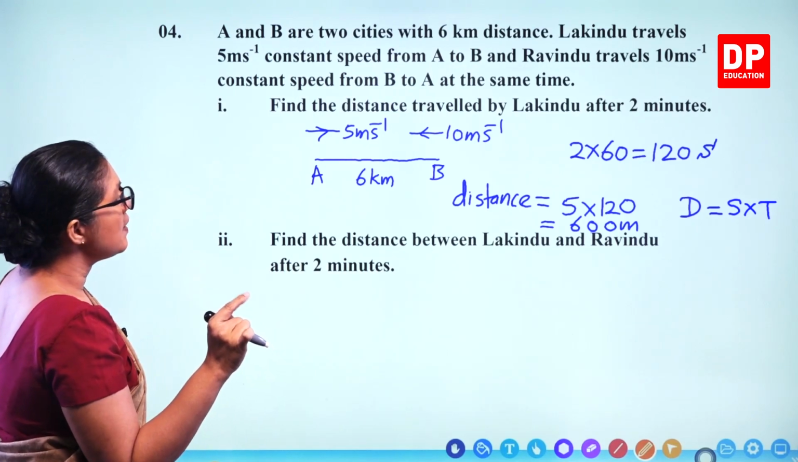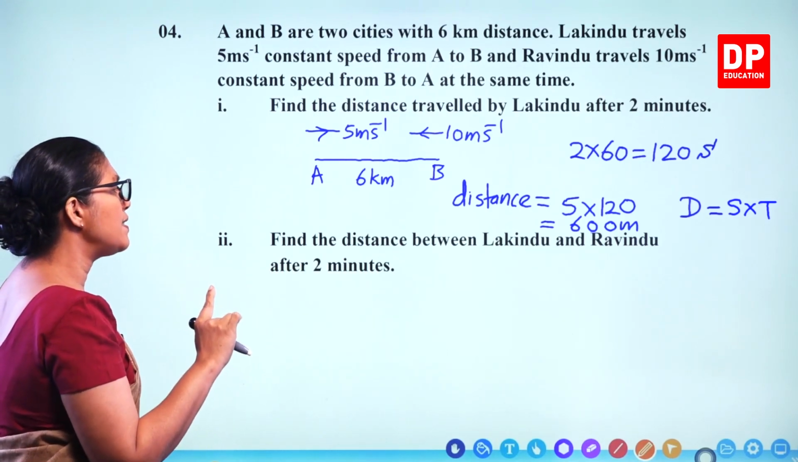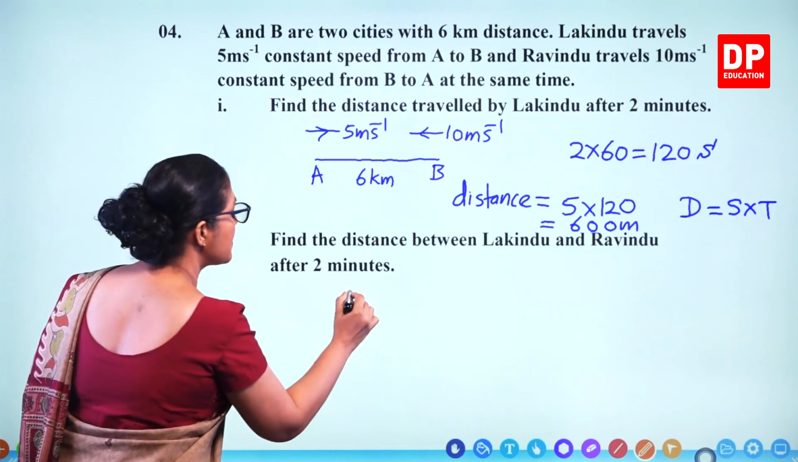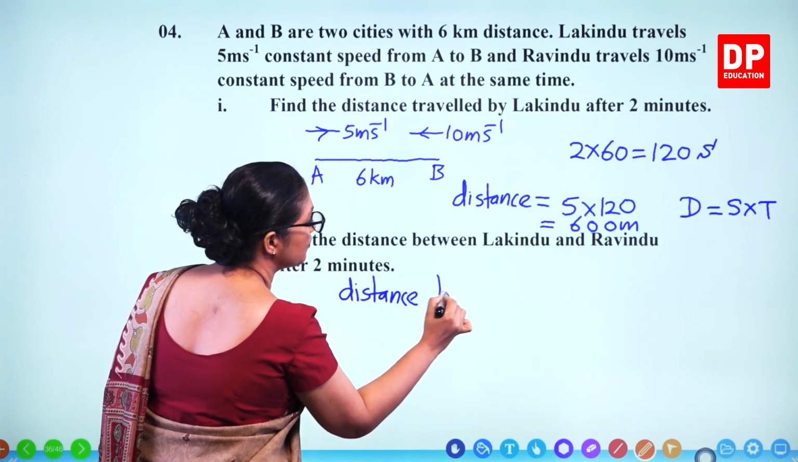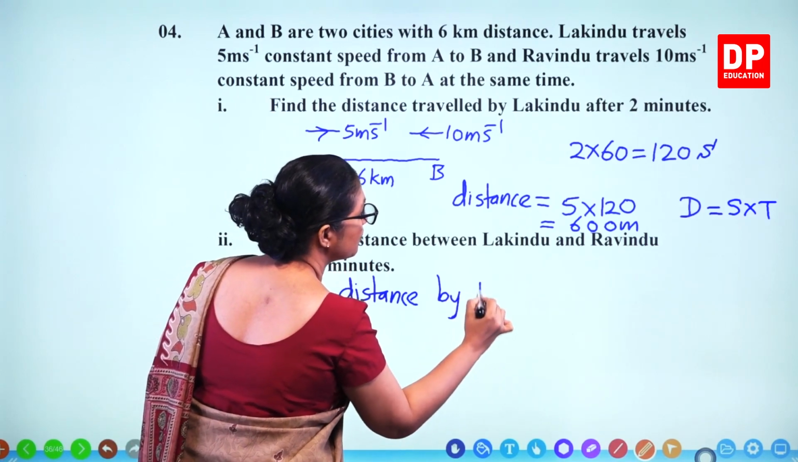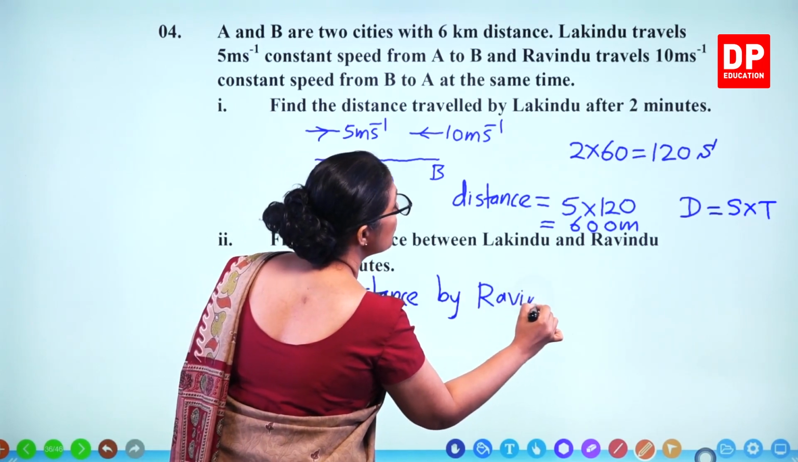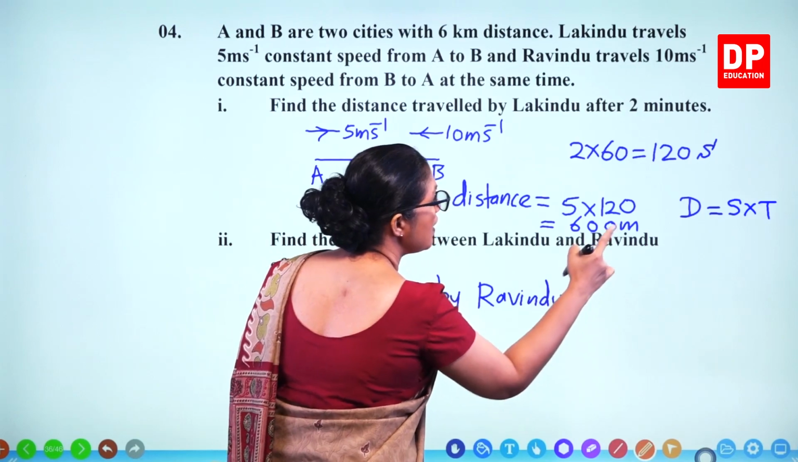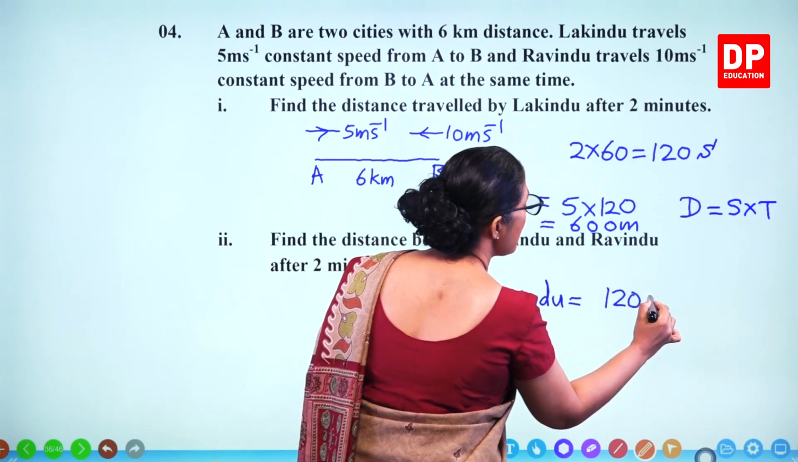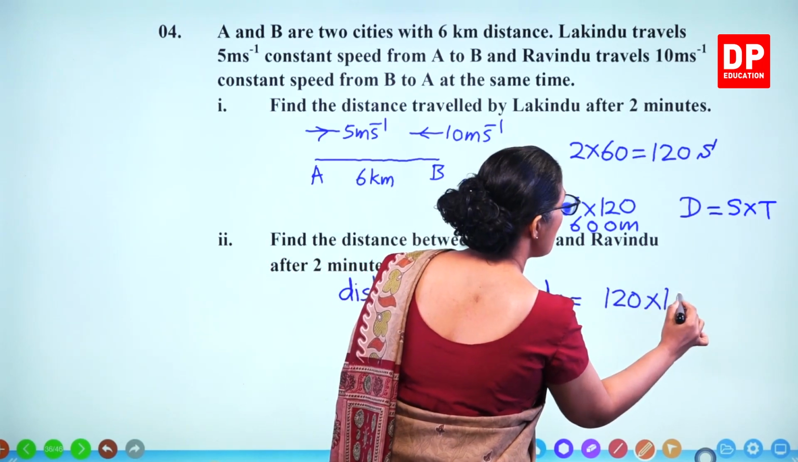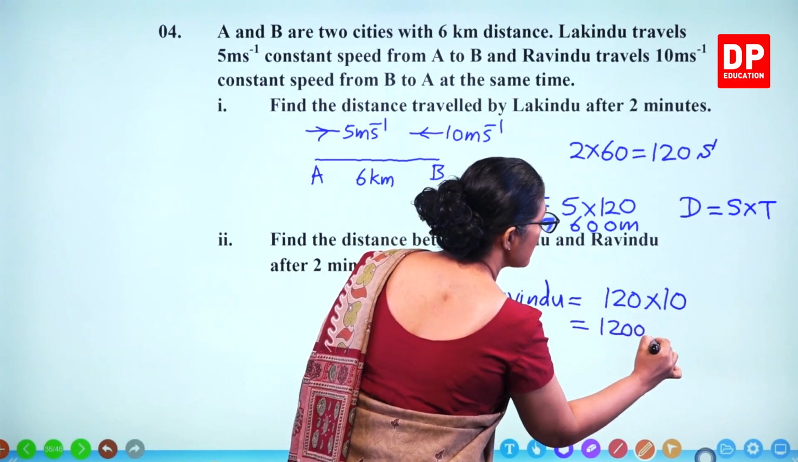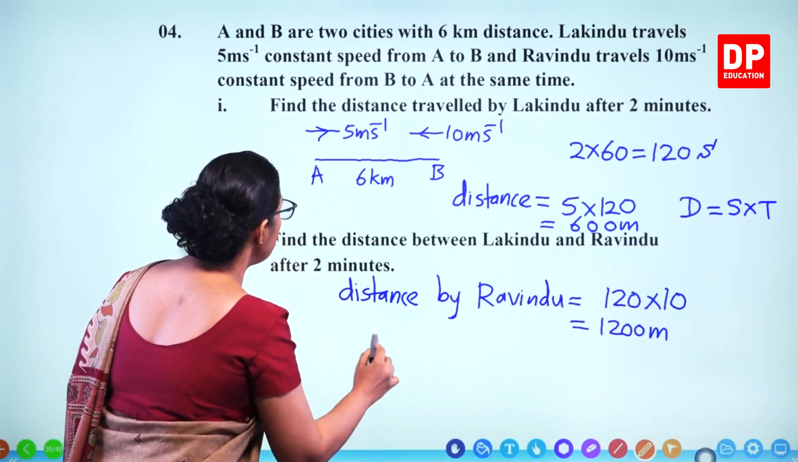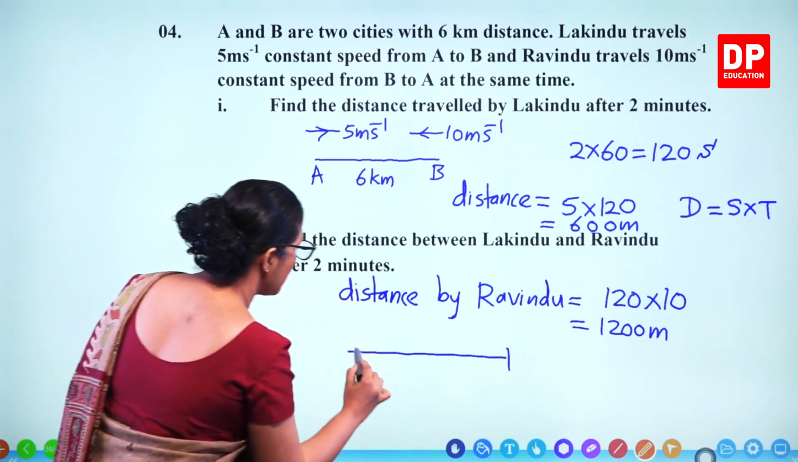Find the distance between Lakindu and Ravindu after 2 minutes. Now you have to find out the distance traveled by Ravindu. Within 120 seconds, that's 120 into 10, 1200 meters. Now we can find out the distance between 2 of them.